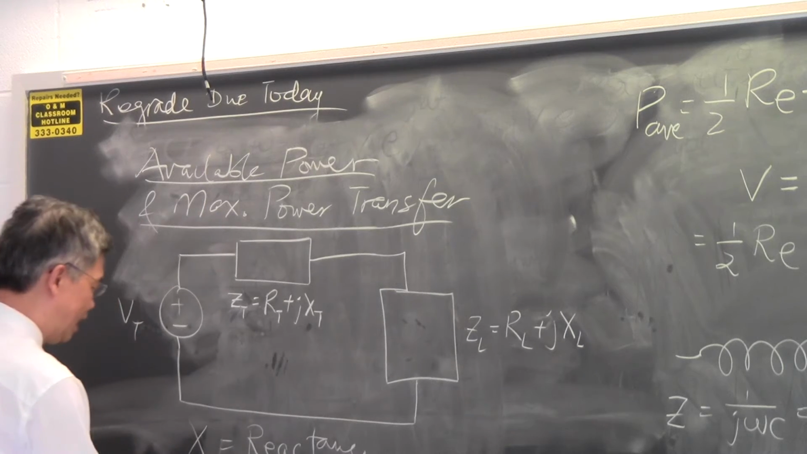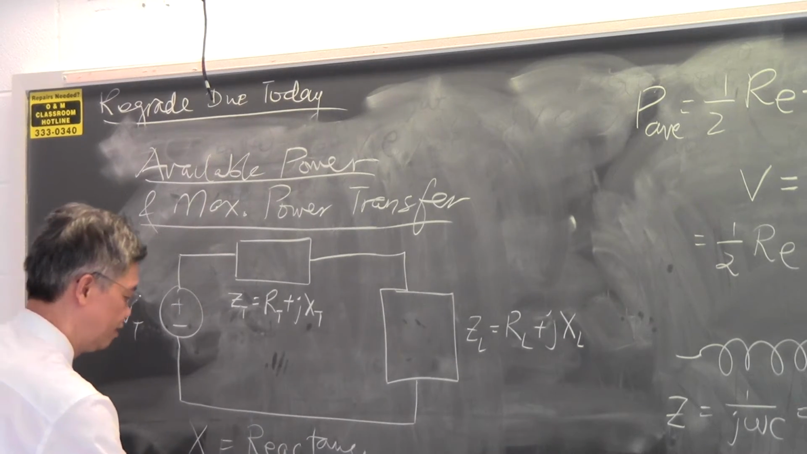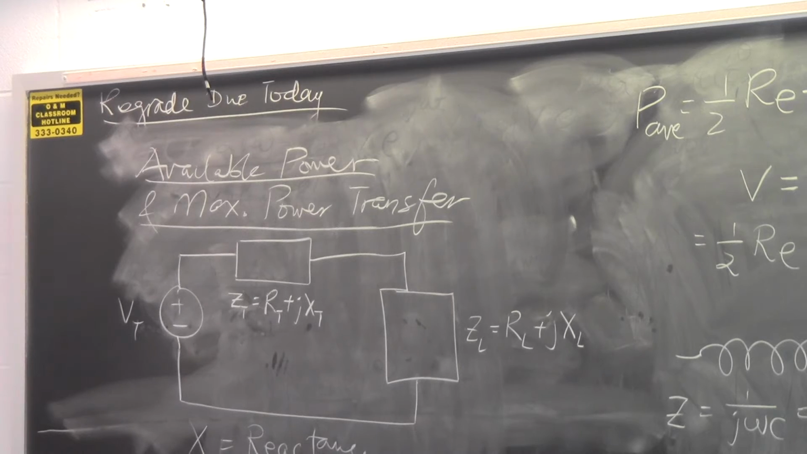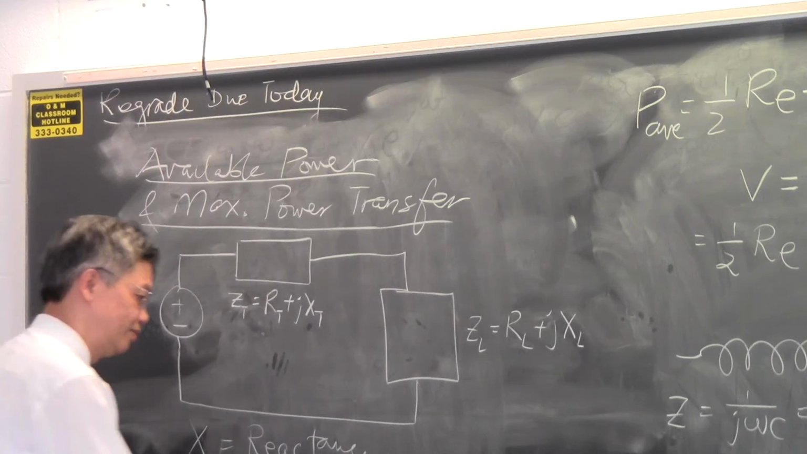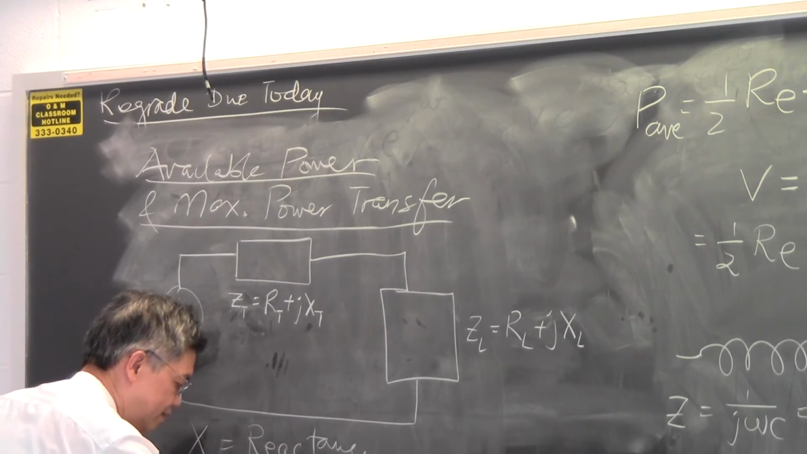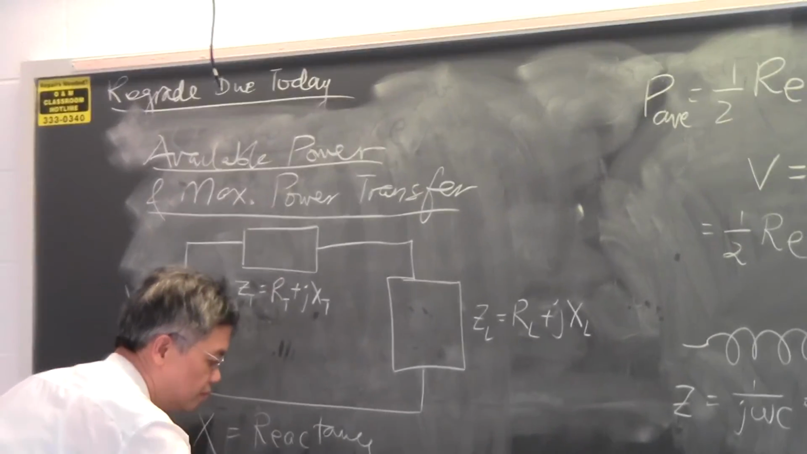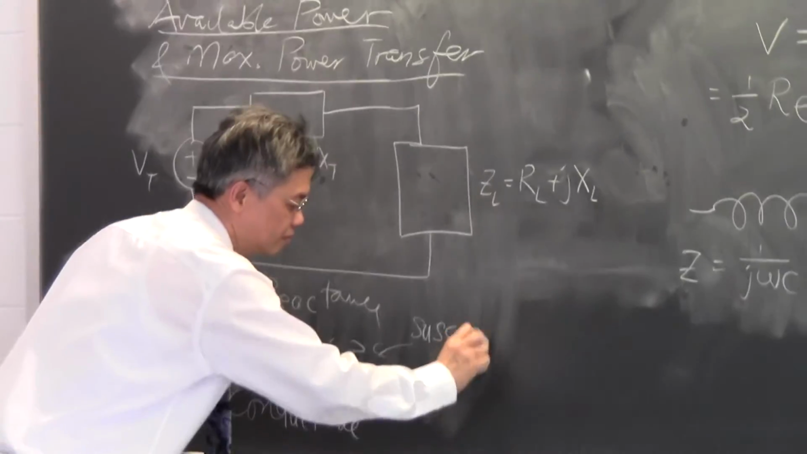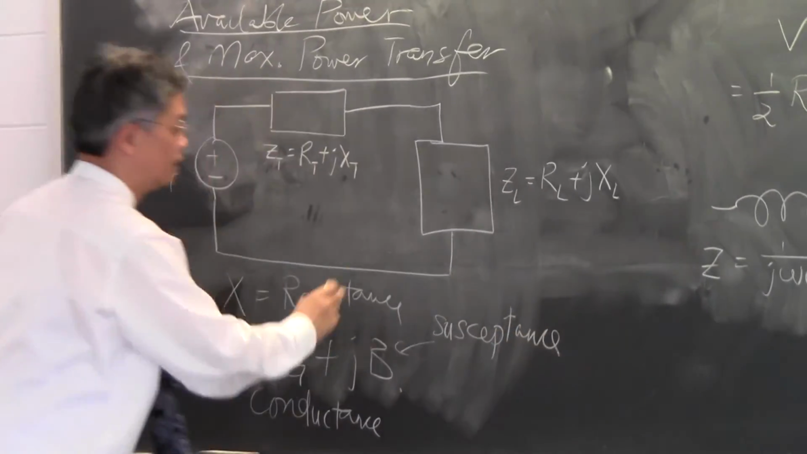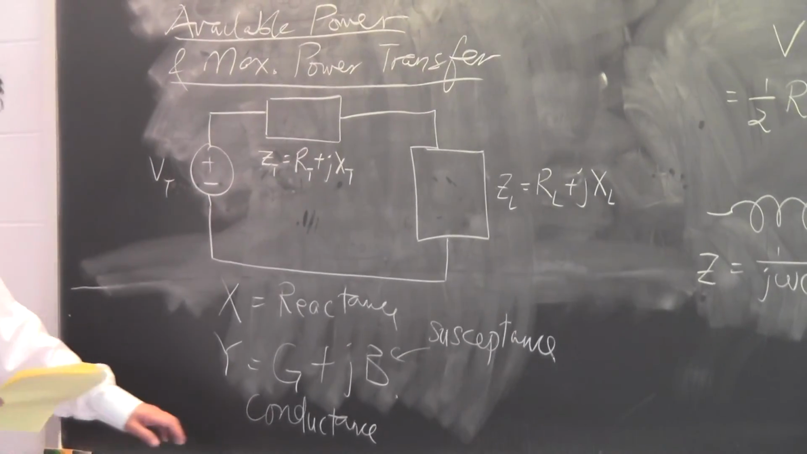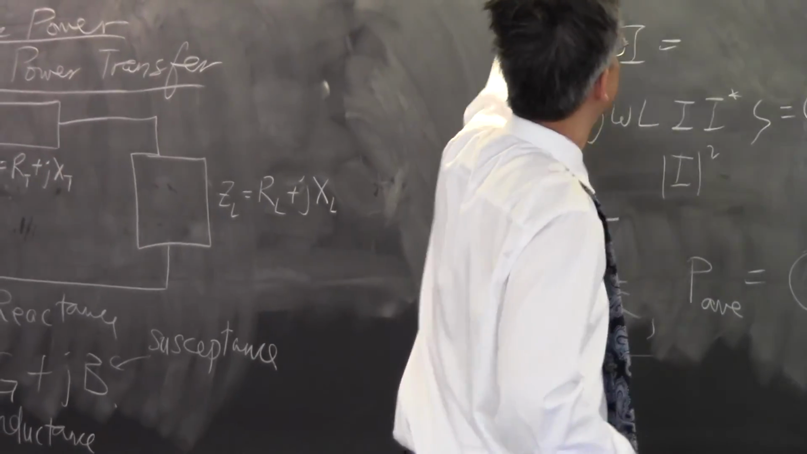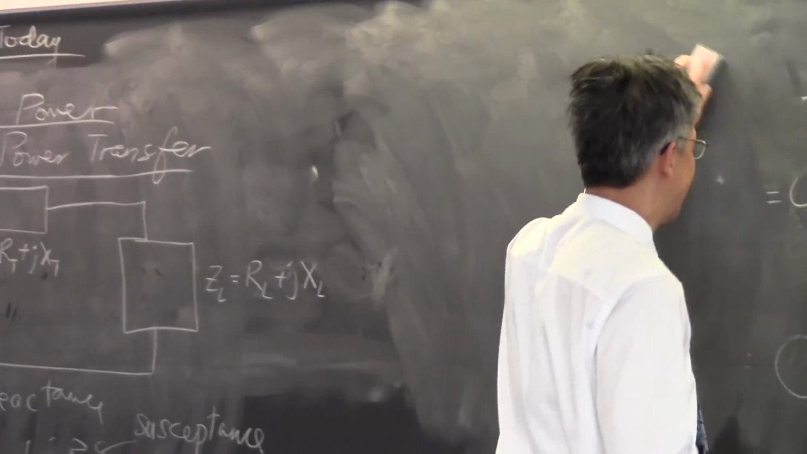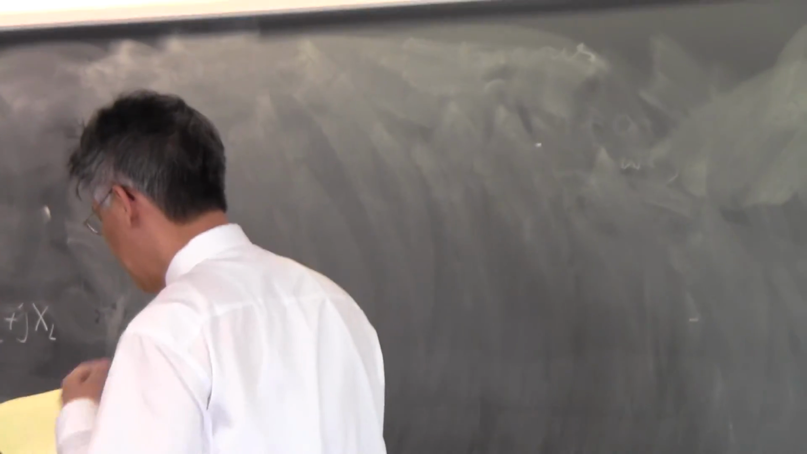And sometimes you see Y written as G plus jB. Okay, this is called a conductance, and this is called a susceptance. Okay, let me write down those names for you. This is the conductance, and this is the susceptance. And the imaginary part of the impedance is usually called a reactance. And let's go about working on this circuit and see how we should maximize the power transfer. Okay, how we should maximize that.